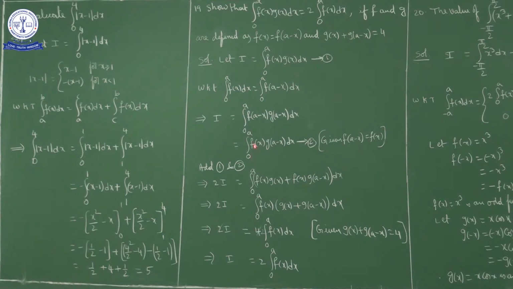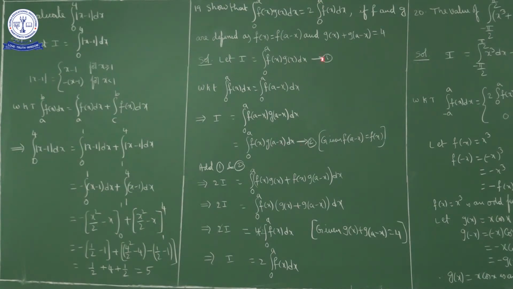Okay, so integral 0 to a f of x into g of a minus x dx. I'll mark this one as 2. But the reason is already given in the question: f of a minus x is equal to f of x. So in place of f of a minus x we are writing f of x. So integral 0 to a f of x into g of a minus x dx.